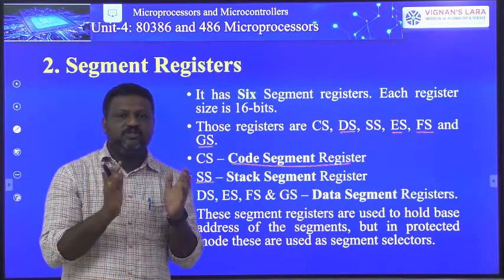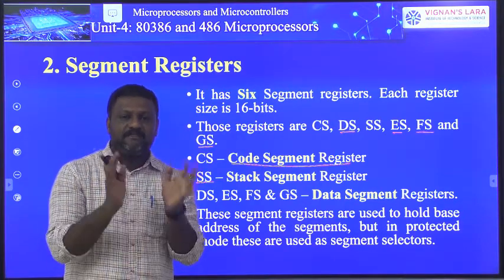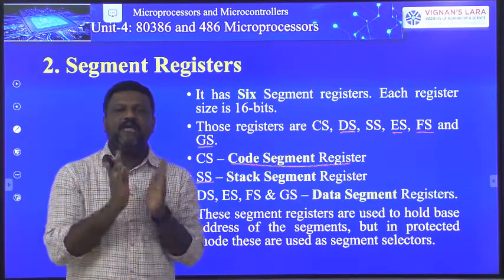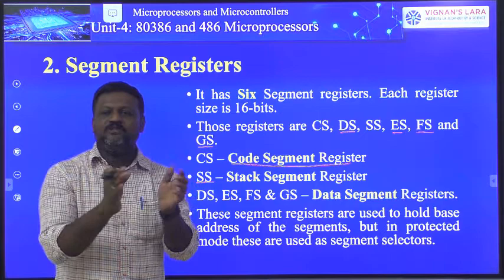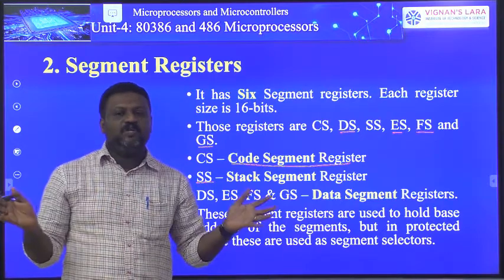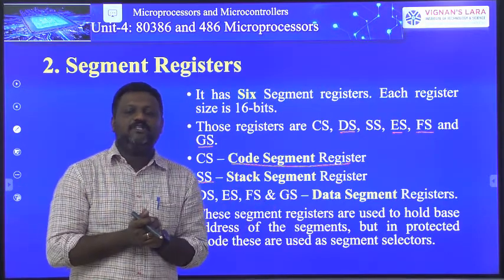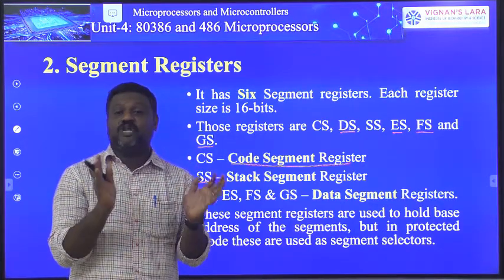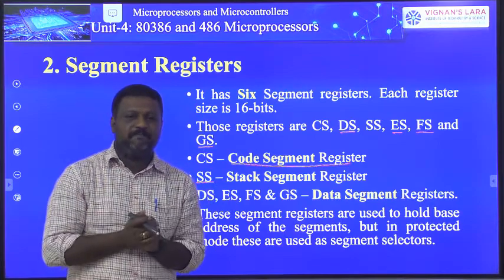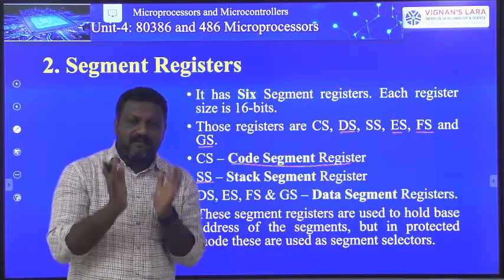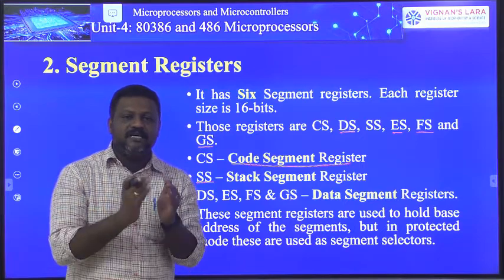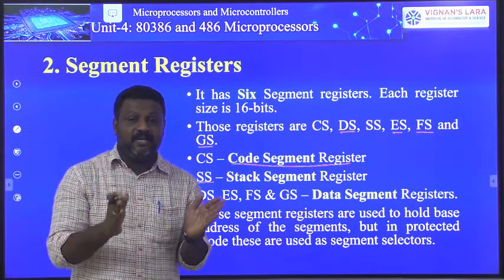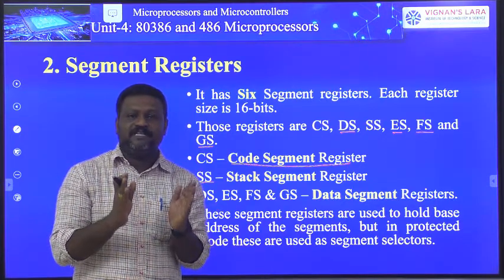I repeat, friends, don't confuse. These segment registers are used to hold the base address or starting address of a segment only in the real mode operation of 80386. But if you come into the protected mode operation of 80386, these registers are used as segment selectors. That you have to remember. I repeat, these segment registers are used as segment selectors once 80386 is operating in protected mode. So that is important, friends.